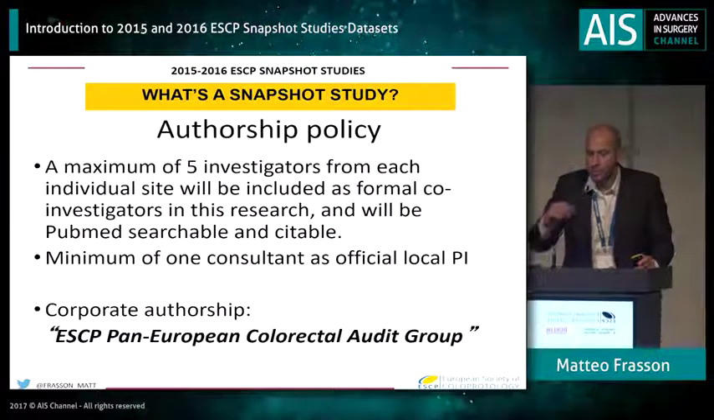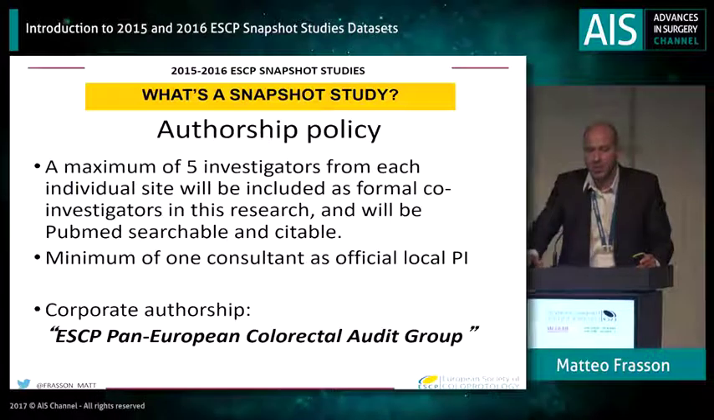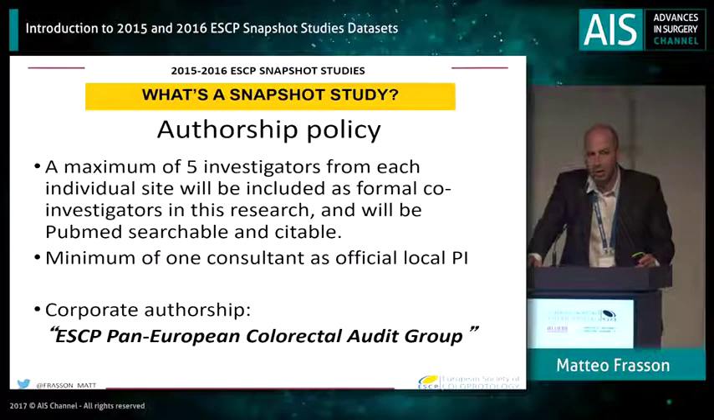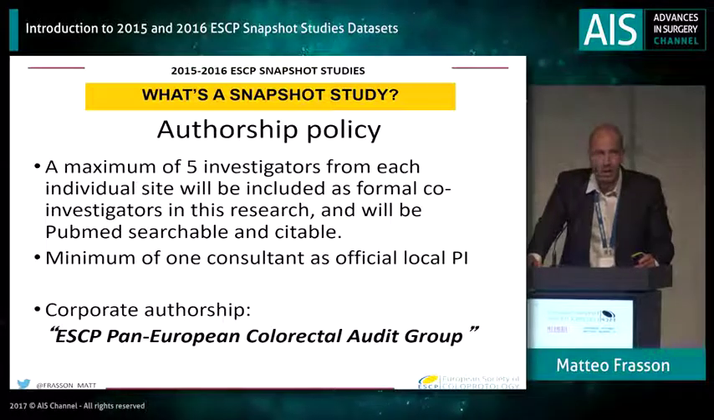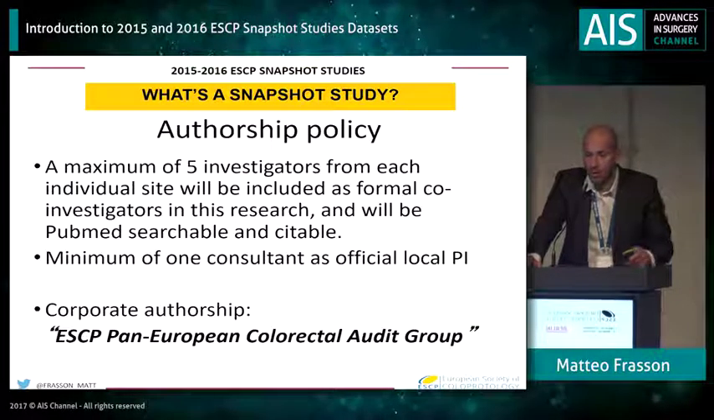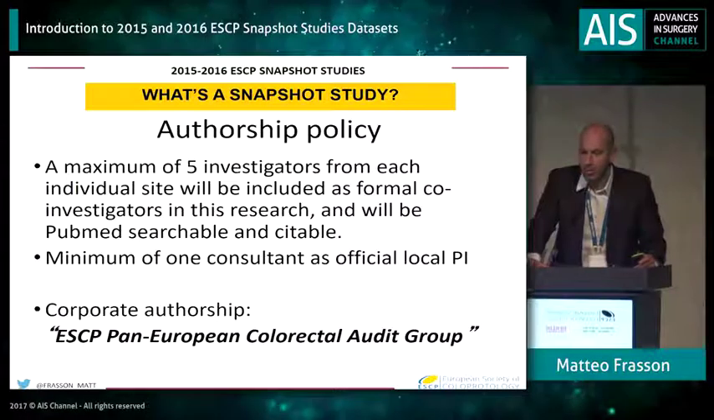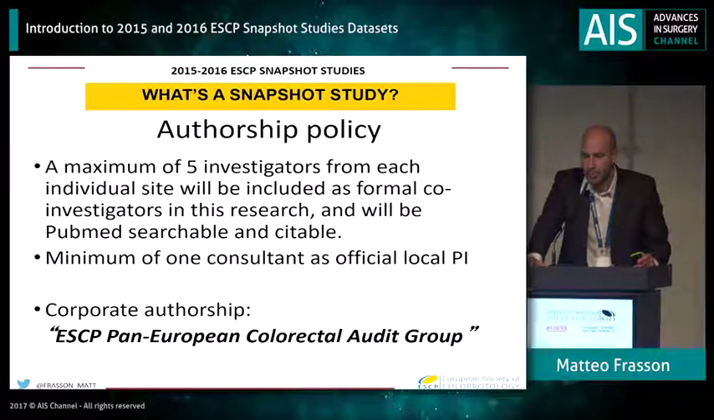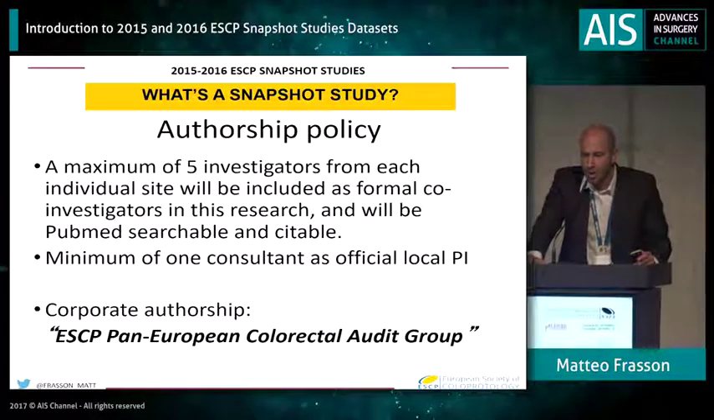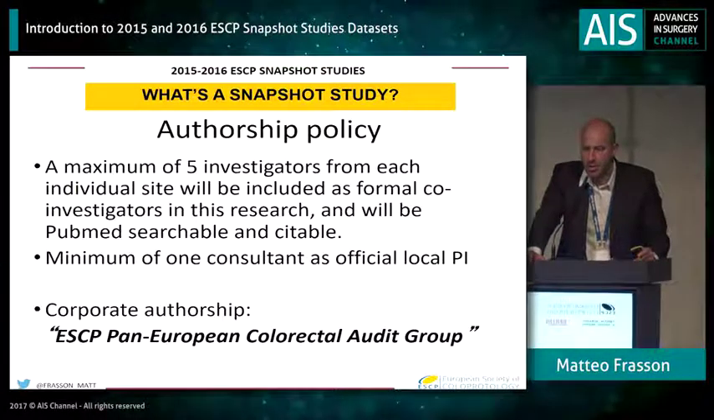And to do this, our authorship policy was from the beginning to publish all the articles deriving from these studies as a collaboration group, and each center could identify up to 5 investigators to be included as an author in the different papers.